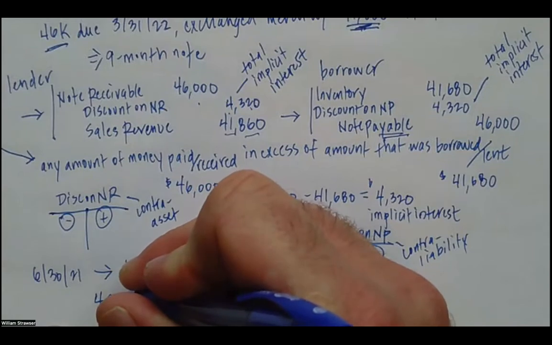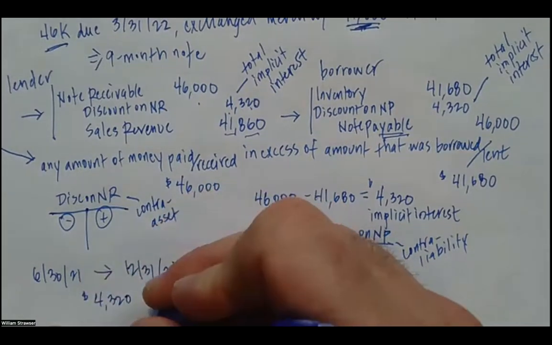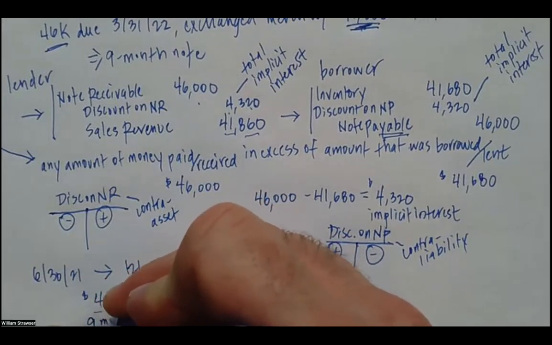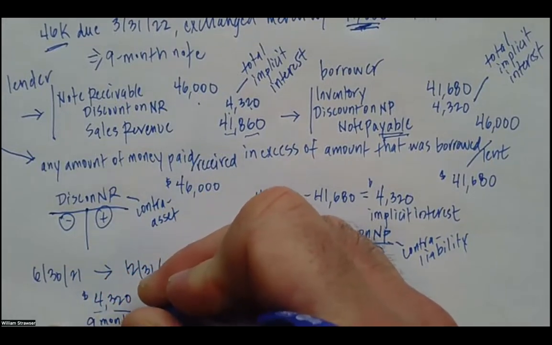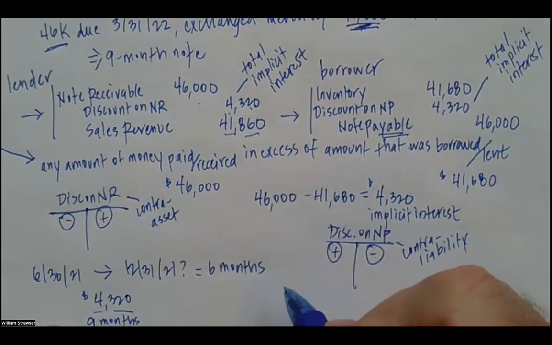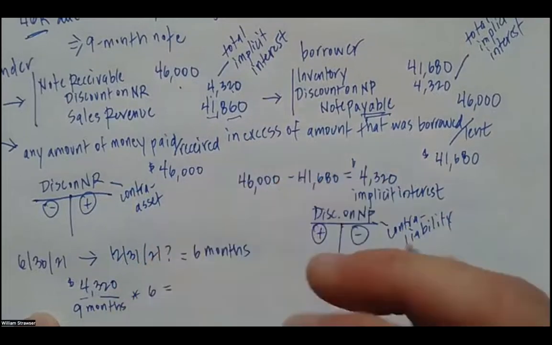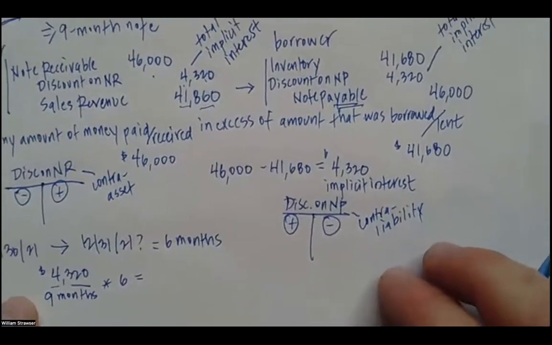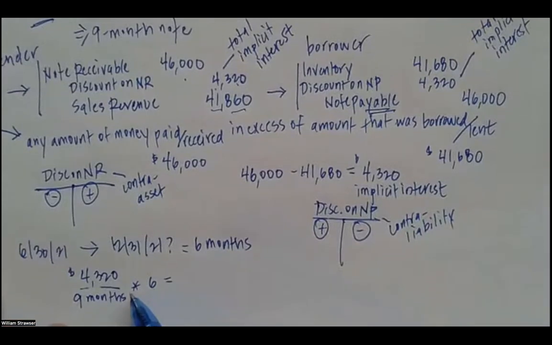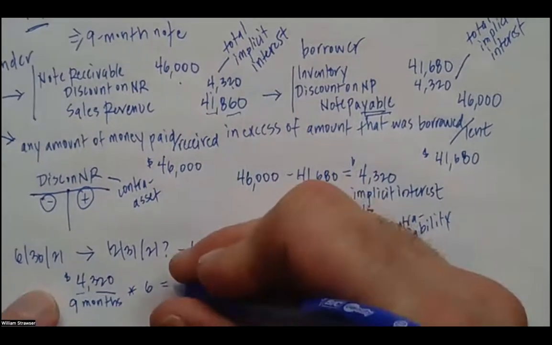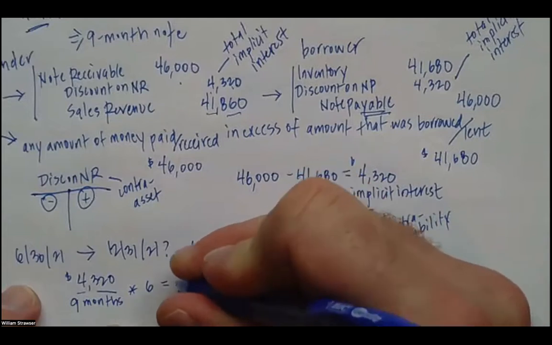44,320 represents 9 months. Then if I divide it by 9 months, I get a monthly amount. And then if I want 6 months of interest to be accrued, I could just multiply it by 6. So essentially what I'm looking for is 2/3 of the 4,320. And that comes out to $2,880.